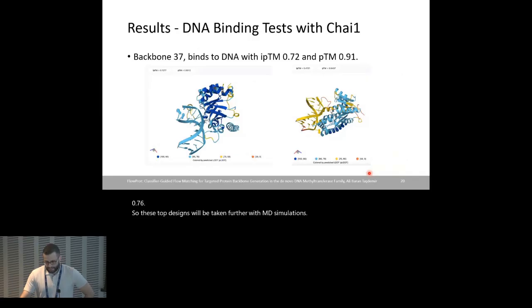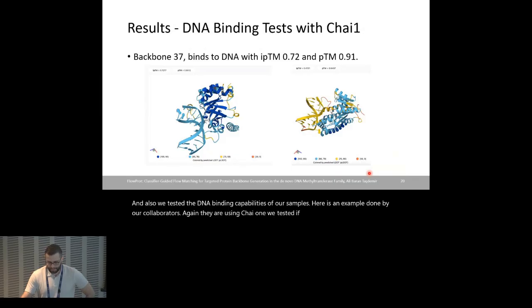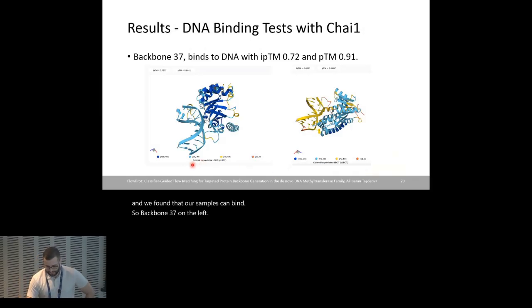And also we tested the DNA binding capabilities of our samples. Here's an example done by our collaborators again. They are using Chai-1. We tested if the samples can bind with DNA, and we found that our samples can bind. So backbone 37 on the left can bind with DNA with 0.72 ipTM score, and backbone 38 on the right can bind with DNA with 0.41 ipTM score. Both samples can bind to DNA.